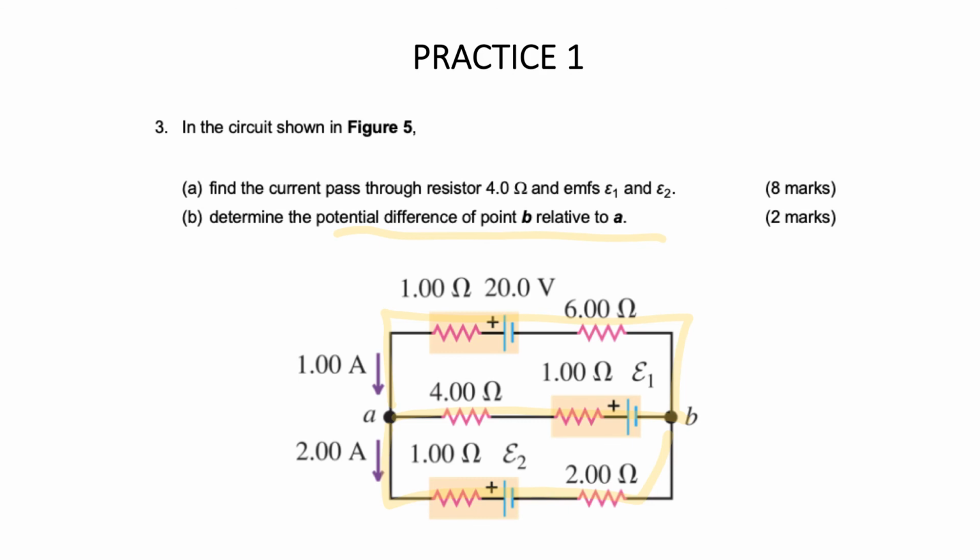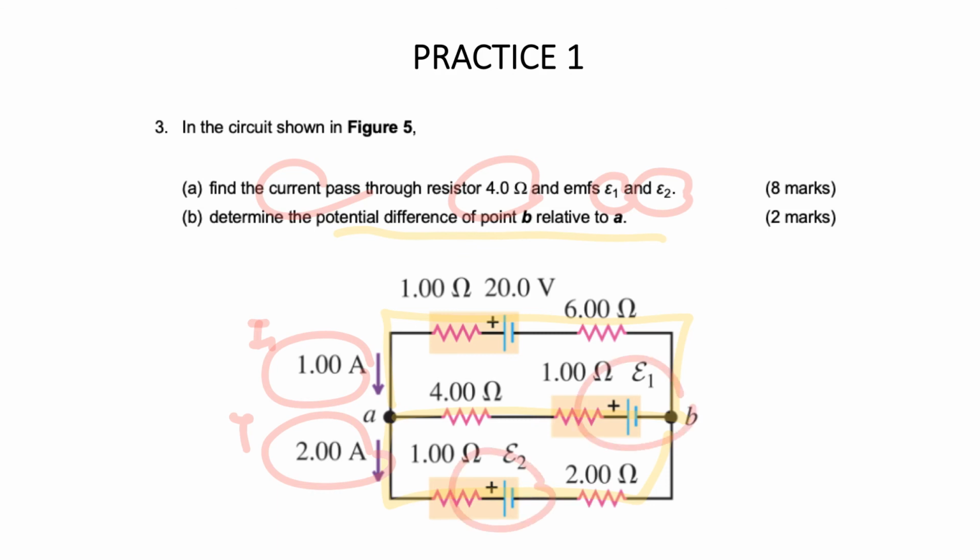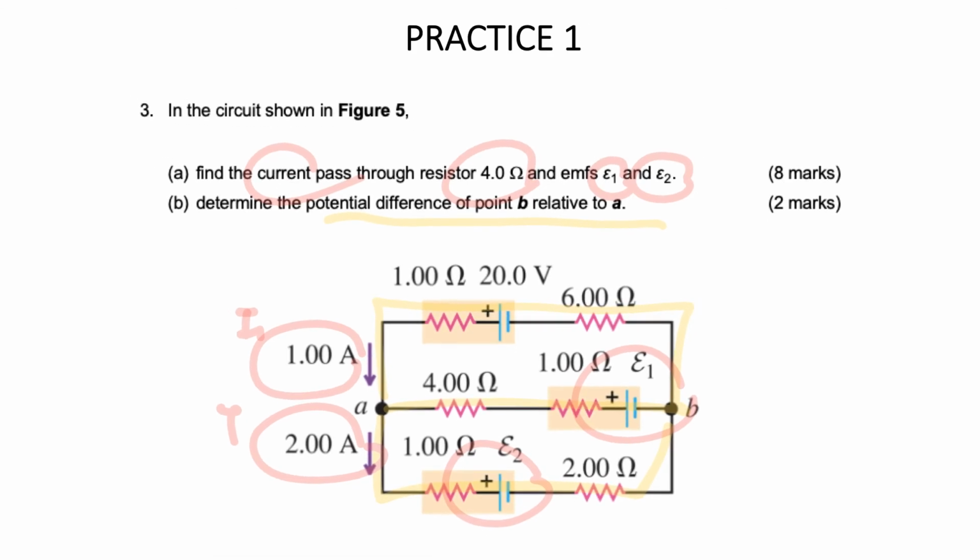Now you can see that the question is quite different, where they ask you to find EMF1, EMF2, and the current through 4 ohms. They already give you the current for 1 ampere and 2 ampere. This one you decide by yourself: which one is going to be I1, which one is going to be I2. But I1 and I2 already have the answer. You need to find EMF1 and EMF2. Basically, you already have 3 unknowns, which is the same as the previous question, and you are going to solve it in the same way. Try it, and I'm going to give you the answer during online teaching.